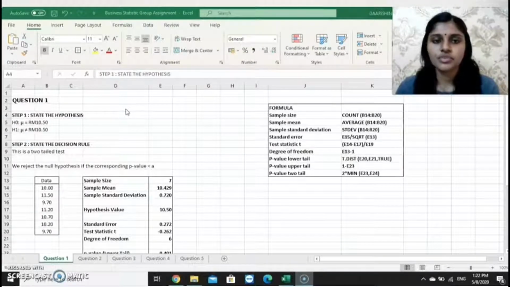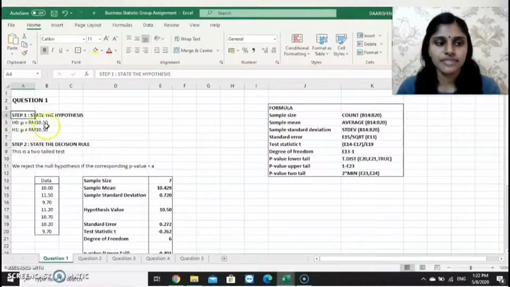For this question 1, there are 5 steps to solve this question. Step 1. State the hypothesis. H null: mean equals 10 ringgit 50 cent. H alpha: mean not equal to 10 ringgit 50 cent.